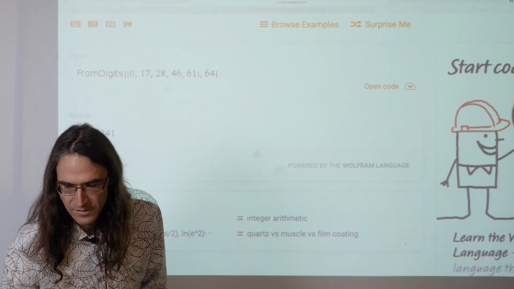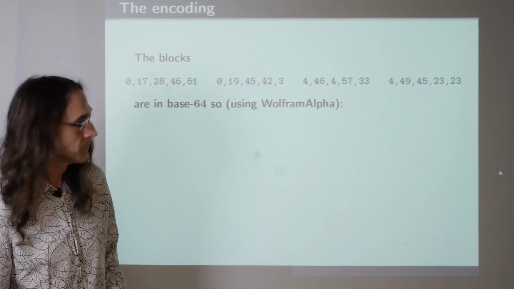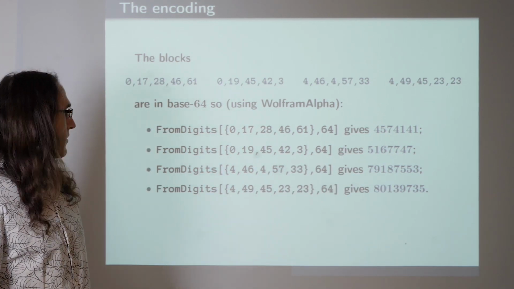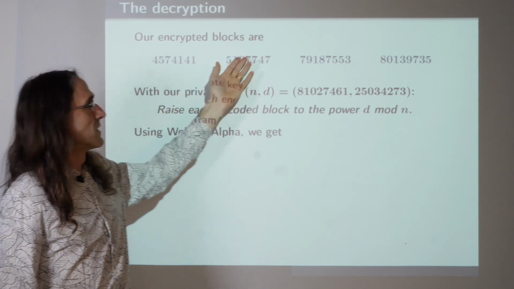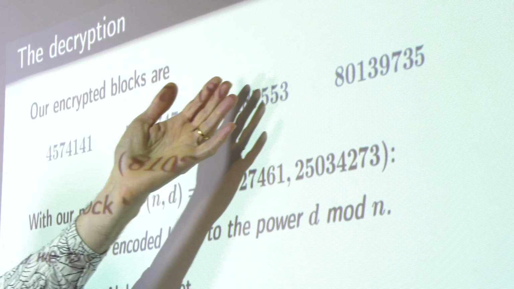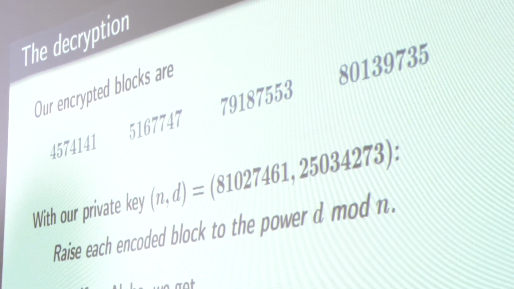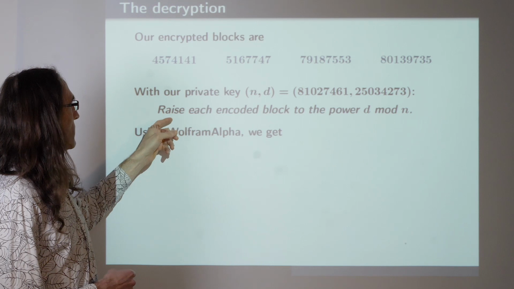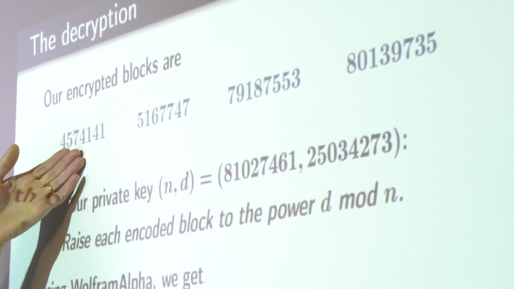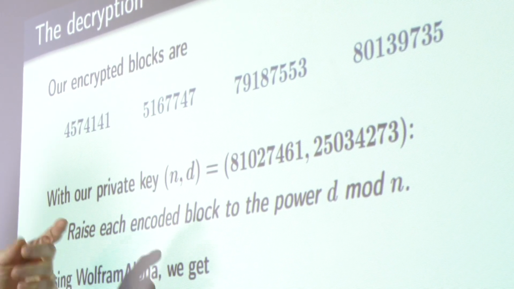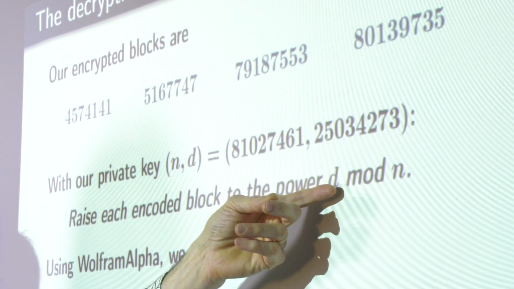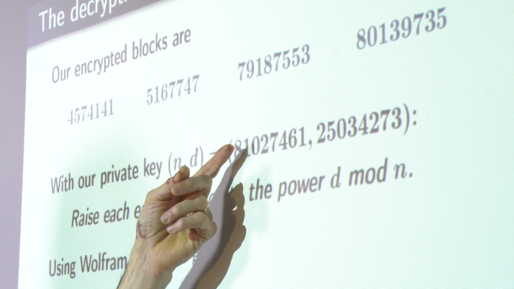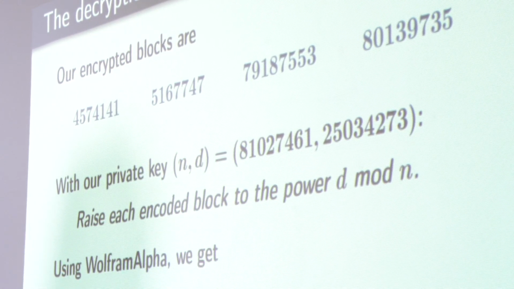We do the same for all the other blocks as well. And here are all the numbers that we get. So these are our encrypted blocks now, just as decimal numbers. Okay, and now what we do is the actual decryption. This is where the private key comes in. We take each of these numbers and we raise it to the power d. This was this extra number we computed, about 25 million. And we look at that modulo n, this 81 million.